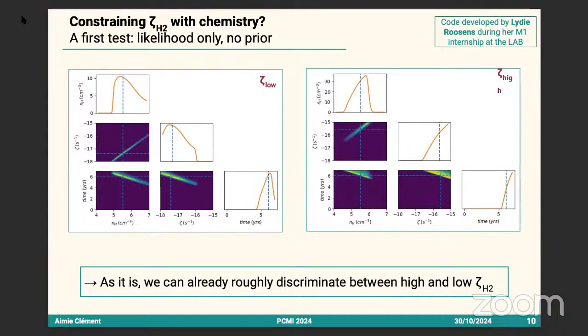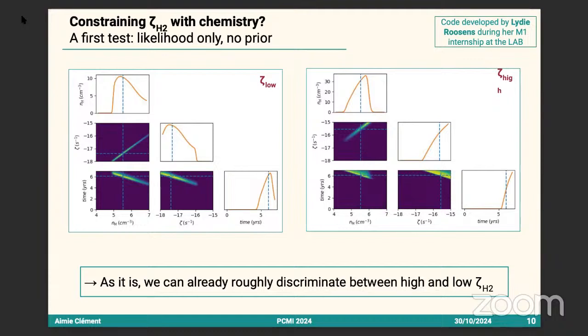So we have three parameters, and we want to explore the 3D probability distribution. We are using a code which was developed by Lydie, who did her internship at the lab a few months ago. What you can see here are triangle plots that help us to visualize this 3D space. On the diagonal, you have 1D probability distributions, and outside of the diagonal, 2D.